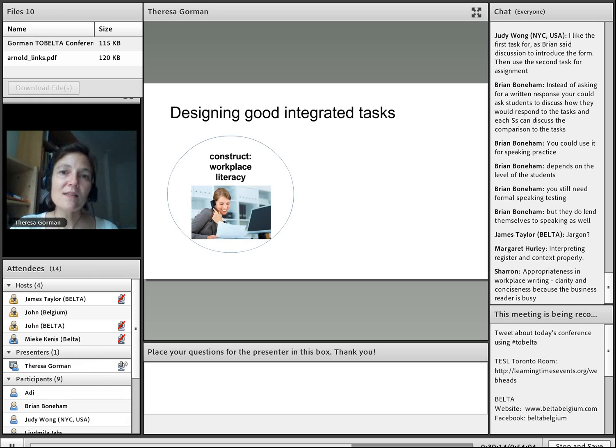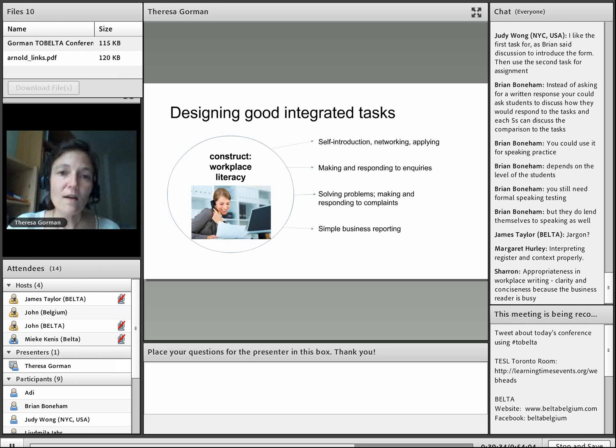And for me, since I was designing an end of course exam, I needed to know how well my students have achieved the course objectives. So I went back to those course objectives, and it's the course objectives that form the construct for the test. And as I said, for my course, that was workplace literacy. And now I broke that construct down. It's too broad for every test task. So I broke it down into the smaller components of that construct.